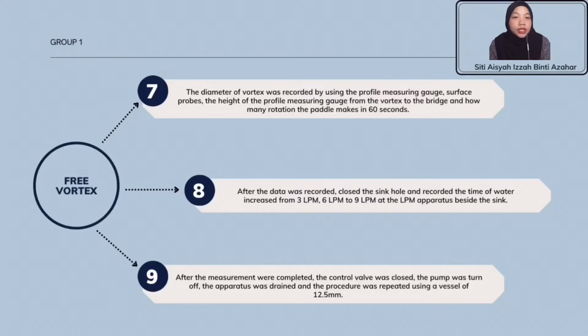Number 8, after the data was recorded, close the sinkhole and record the time for the water to increase from 3 lpm, 6 lpm to 9 lpm at the LPM apparatus beside the sink. Number 9, after the measurements were completed, the control valve was closed, the pump was turned off, the apparatus was drained, and the procedure was repeated using a vessel of 12.5 mm.